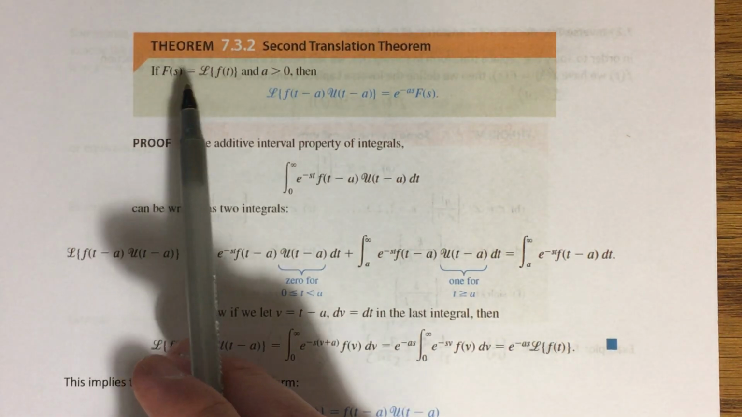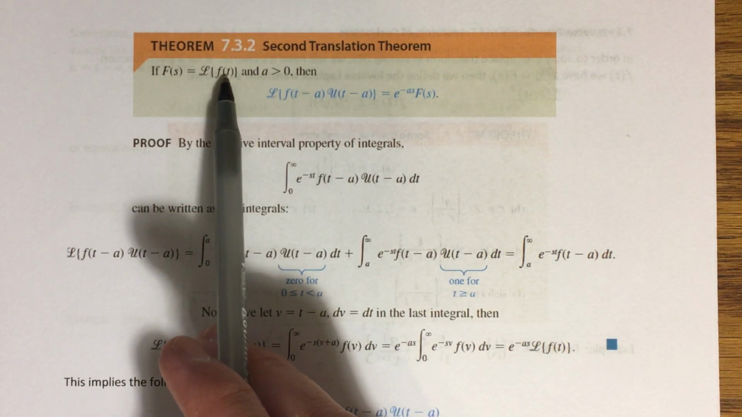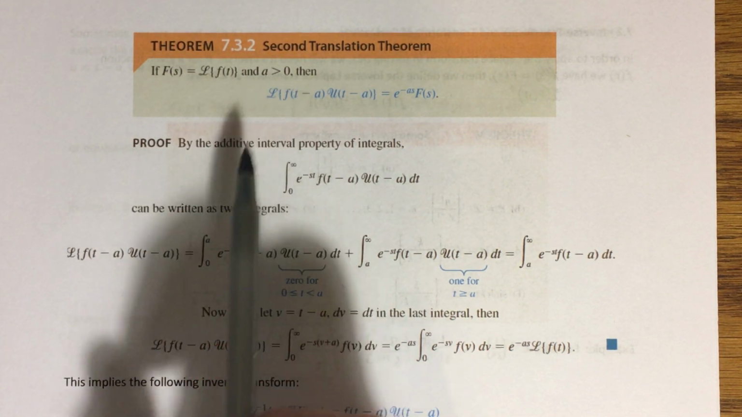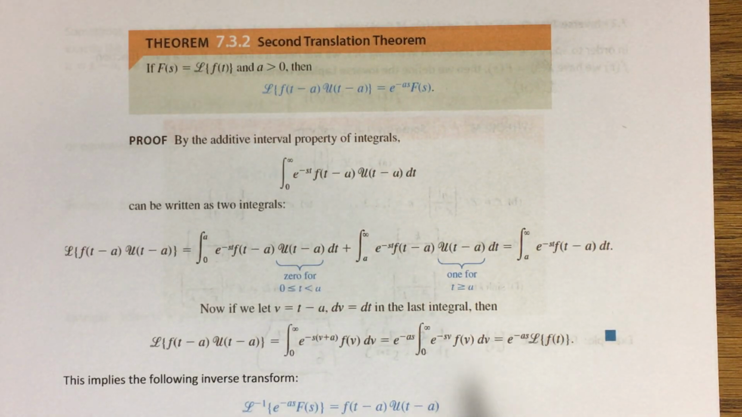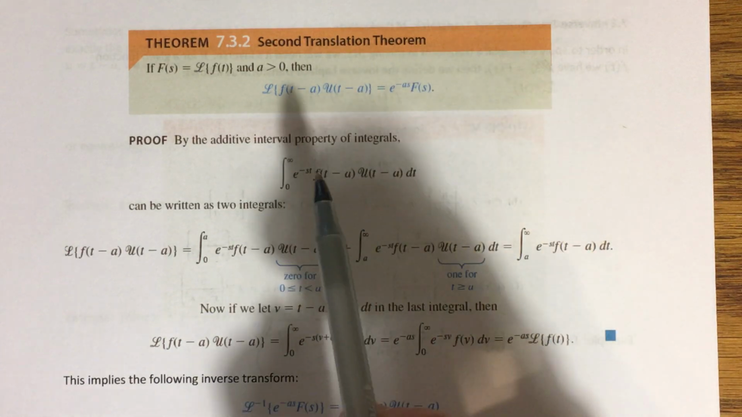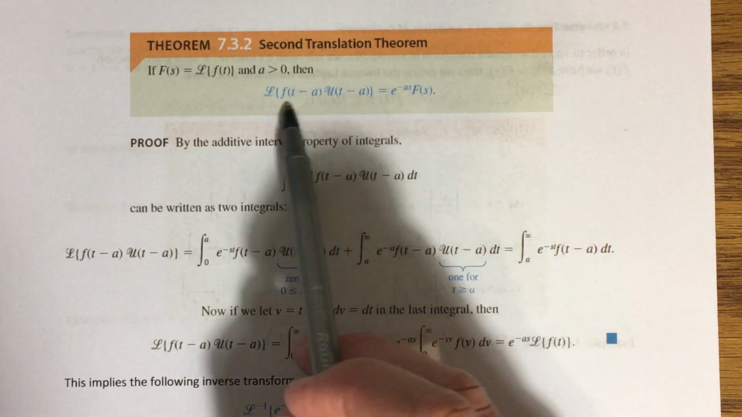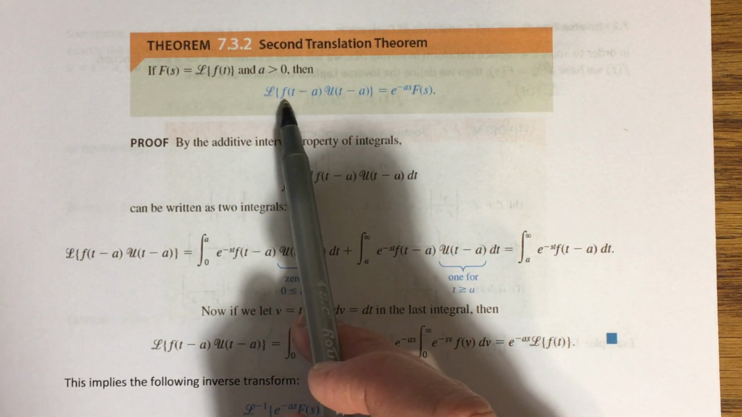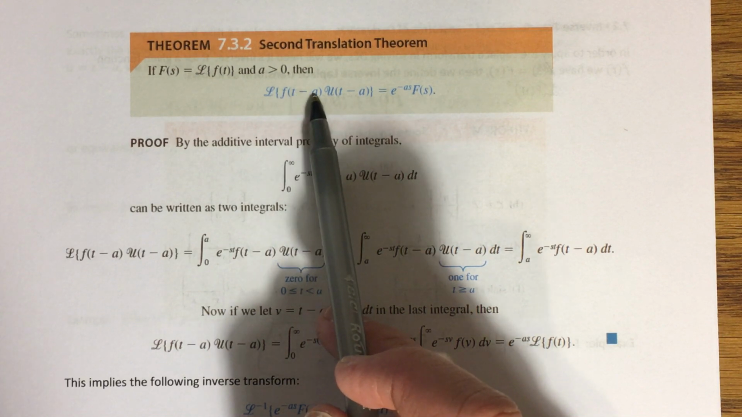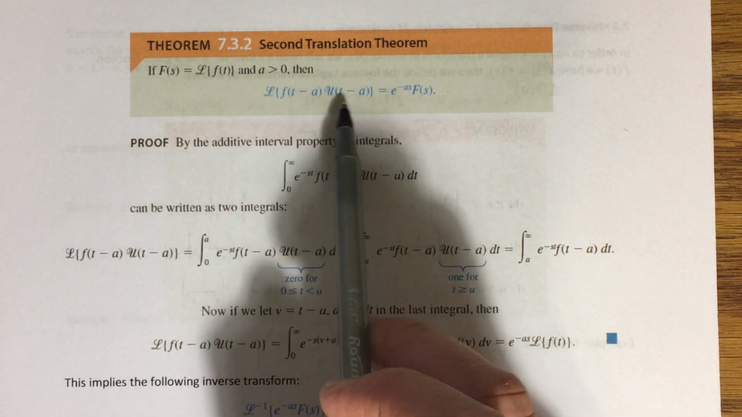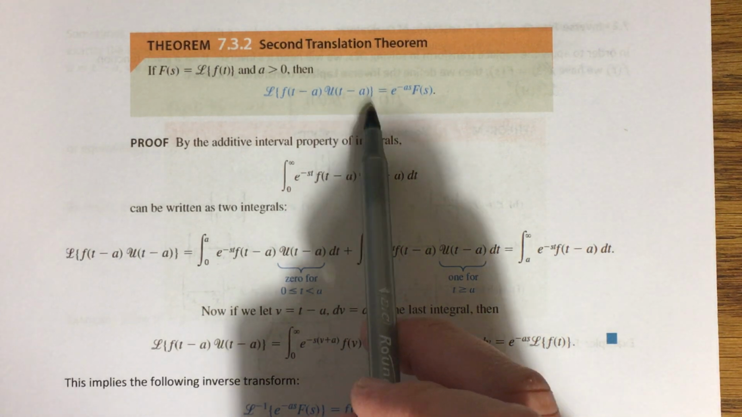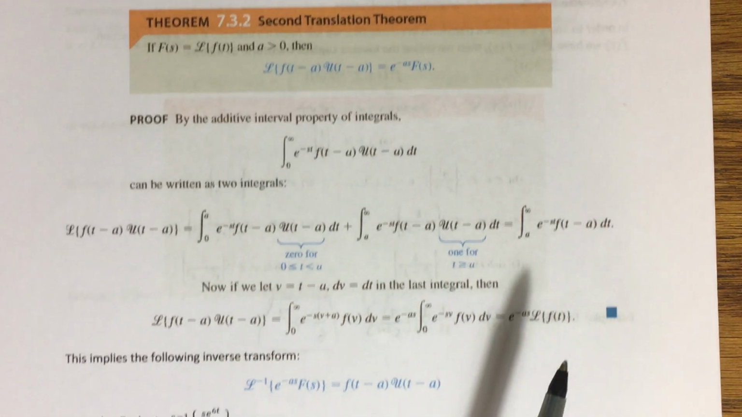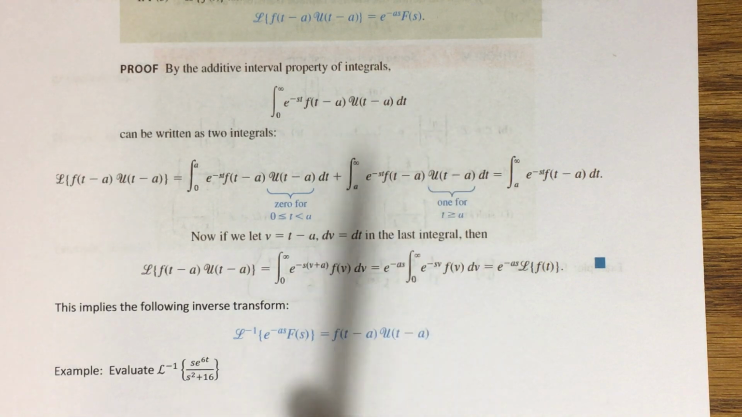This one says that if you have a Laplace transform of some function f of t and it's equal to capital F of s, and if a is a positive number, so if a is greater than 0, then we have this formula here, or this translation theorem. So the Laplace transform of little f of t minus a, so notice a substitution has been made in for this t here, times my unit step function of t minus a is equal to e to the negative as times capital F of s. So we're going to prove this one, and then we're going to try an example where we use it.